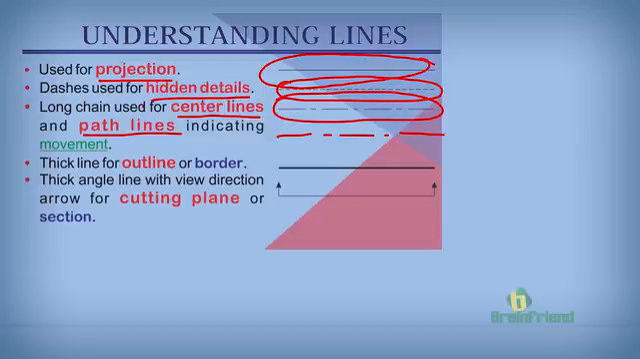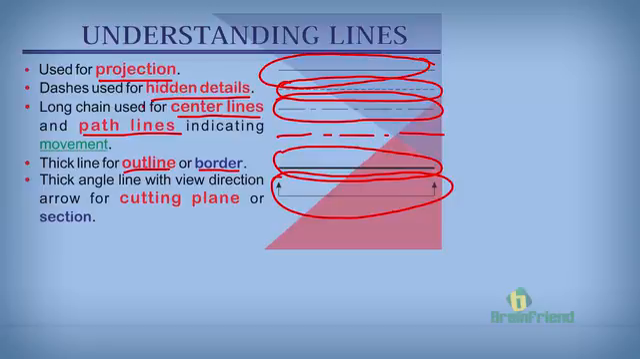And then if you see a thick line like this, this kind of line is used for outline or border. And then if you see a line like that with two arrows, one here and one this way, these kind of lines are used to cut through a section, a cutting plane.